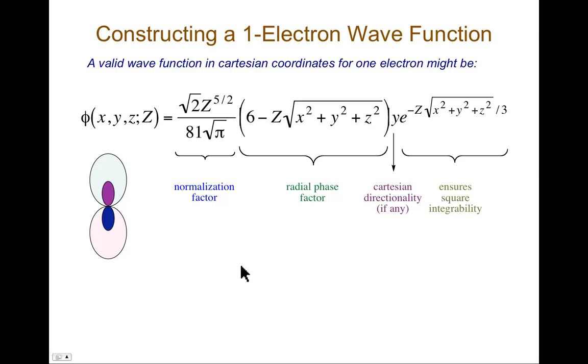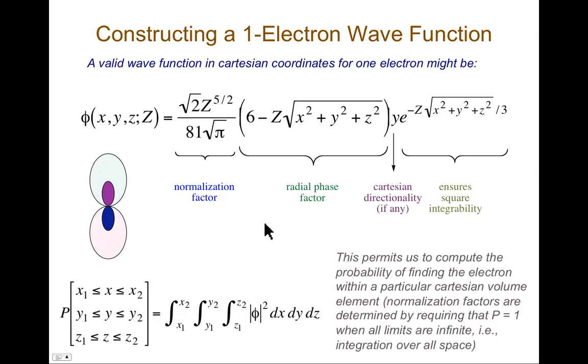Okay, so this is just a repeat of everything I've said so far, but what I want to do now is sort of illustrate that integral. So in essence, if you were interested in asking what is the probability that I will find my electron within a range of x values, y values, and z values, I would find that by performing the integration over those Cartesian coordinates. So x running from x1 to x2, y from y1 to y2, z from z1 to z2.